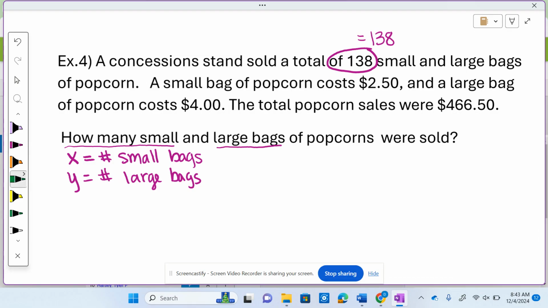If we're selling a total of small and large bags. What variable represents the number of small bags we sold? X. What variable represents the number of large bags we sold? What does it typically mean when it says your total is? Is that an addition problem, a multiplication problem, a subtraction problem? It's typically addition, right? So how do I show that? Add them. We're going to add x plus y equals 138.